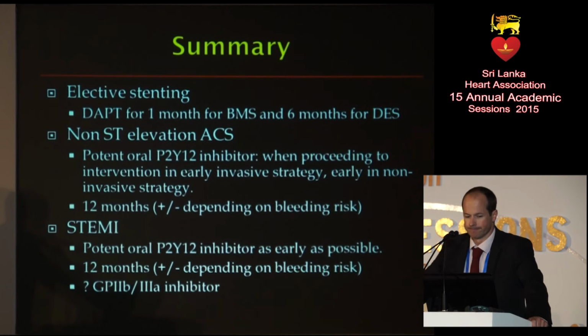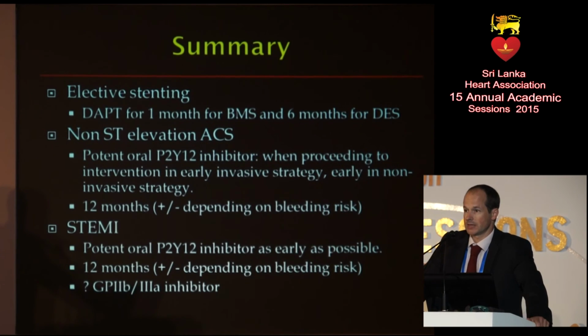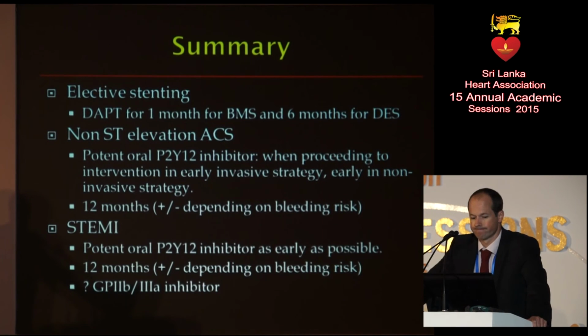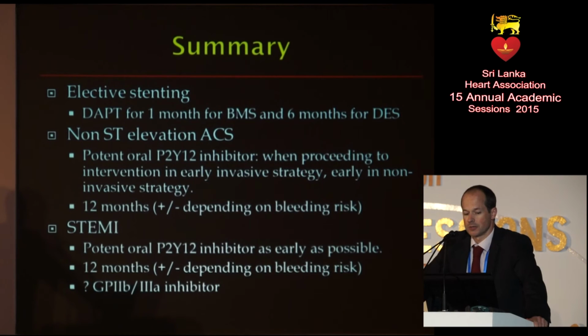So, in summary, what do we do in the UK? What is the current way we manage antiplatelet therapies? Well, in elective stenting, dual antiplatelet therapy with aspirin and usually clopidogrel for 1 month for a bare metal stent and 6 months for a drug-eluting stent. In non-ST elevation acute coronary syndromes, well, I think clopidogrel is on the way out. We would use a potent oral P2Y12 receptor antagonist, so either ticagrelor or prasugrel.